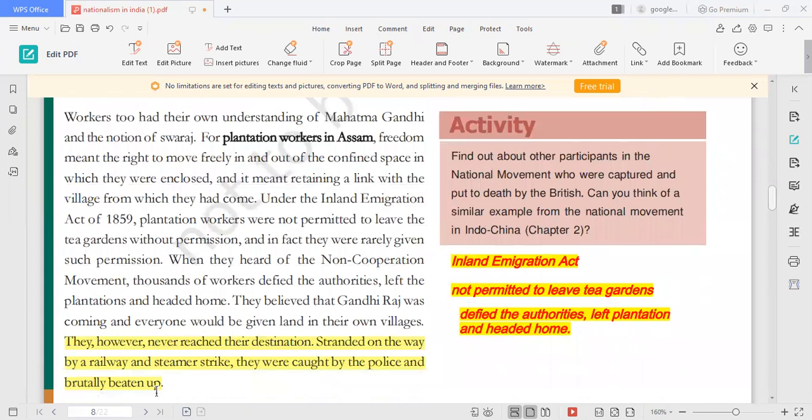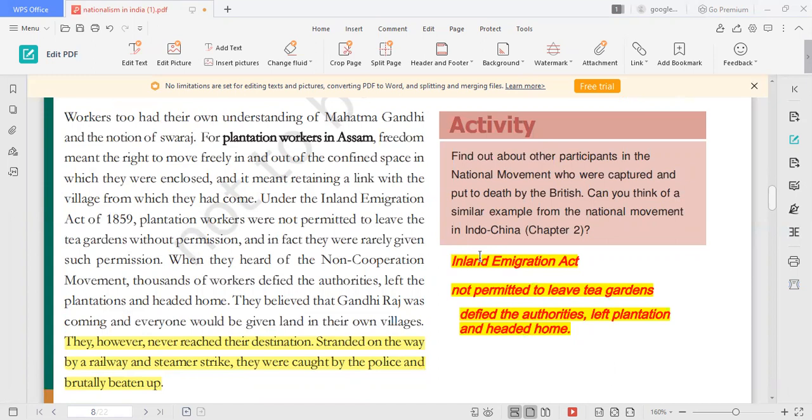How did the plantation workers in Assam, what was their notion of freedom? For these people, the British government disturbed them by enacting the Inland Immigration Act. According to this act, within the nation itself, people were restricted from moving from one place to another. They could go only within a confined space. So in the Assam tea plantation, the people were working as bonded labor. They were not permitted to go back to their home. They were not permitted to move freely within the space.